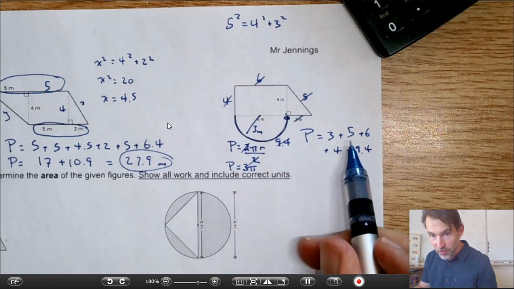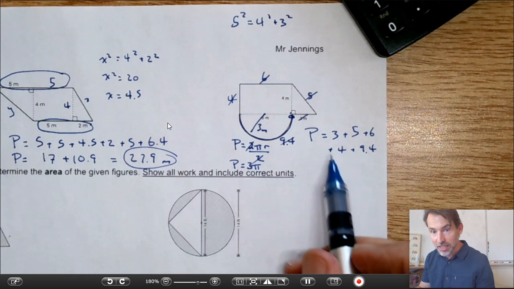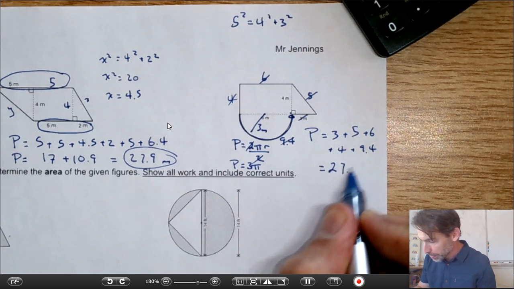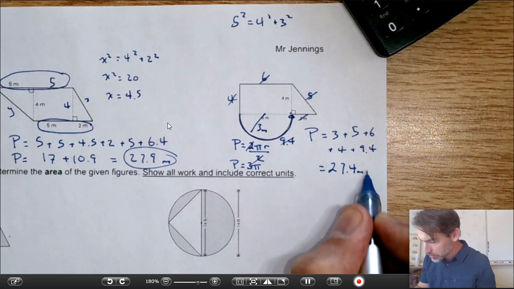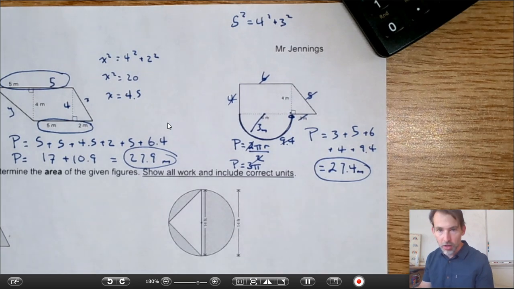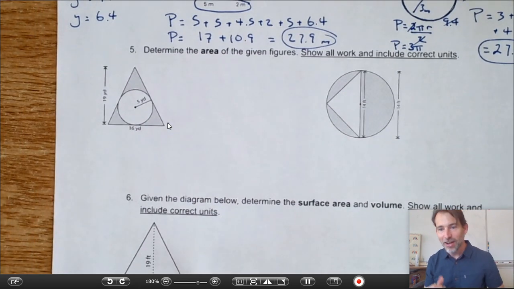3 plus 4 plus 5 plus 6 is 18. 18 plus 9.4 is 27.4. And they're meters. There we go. 27.9, 27.4. Very interesting. Very close, these numbers. My goodness. Okay, now find the area of these types of shapes.